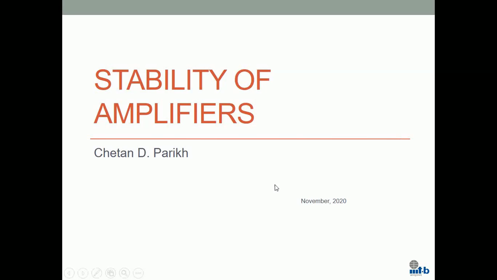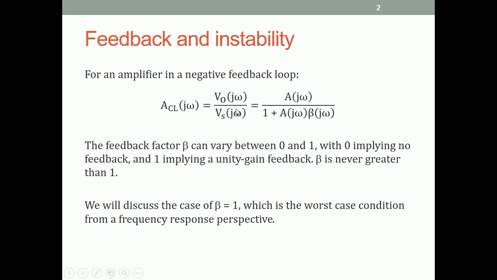Okay, so this lecture we look at the stability of amplifiers. Like the last lecture, you may have seen much of the stuff before in your undergraduate courses. So this is partly revision, partly hopefully there will be some new insights. So let's begin with the negative feedback loop and the closed loop transfer function being A over 1 plus A beta.